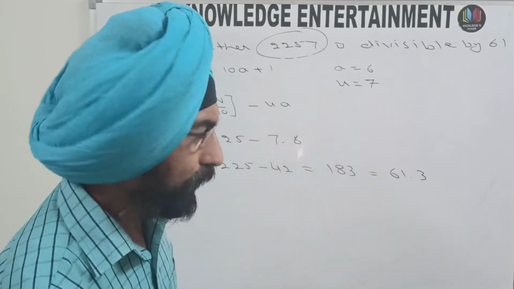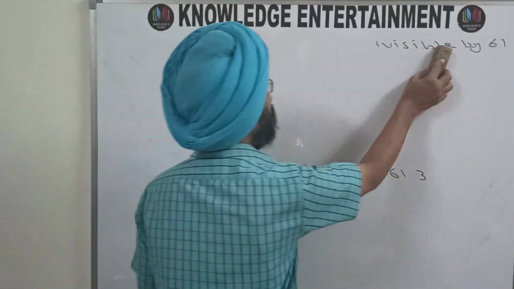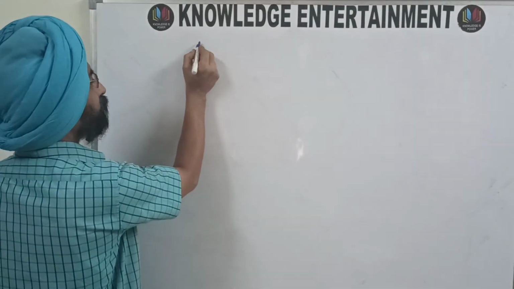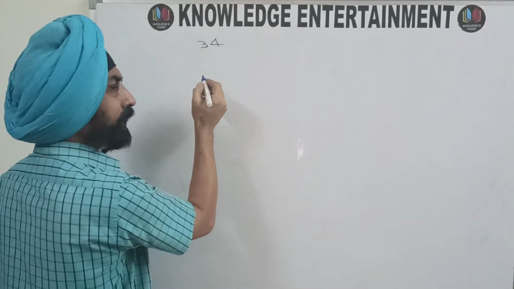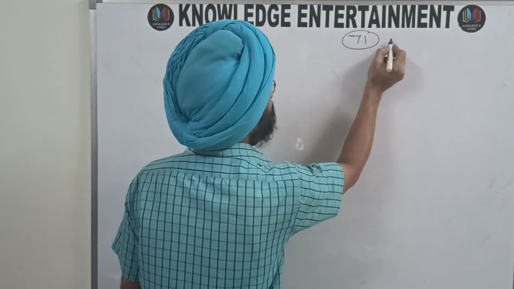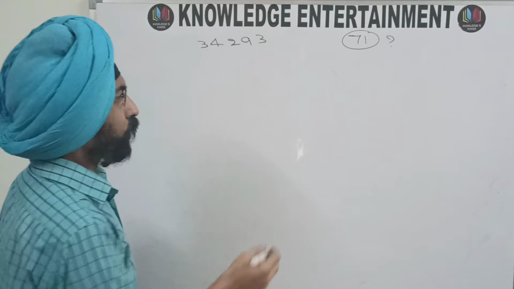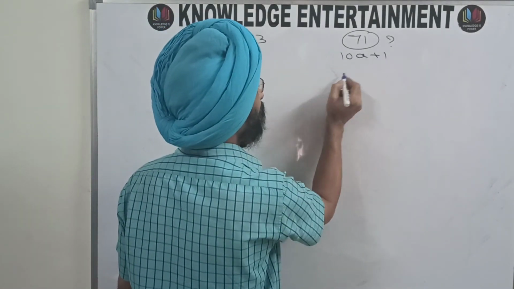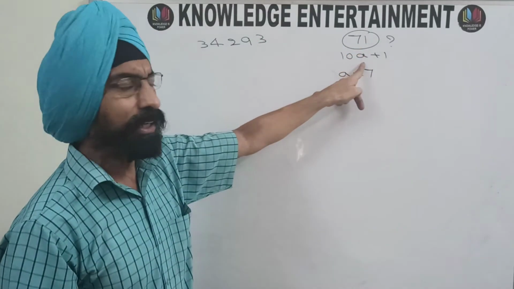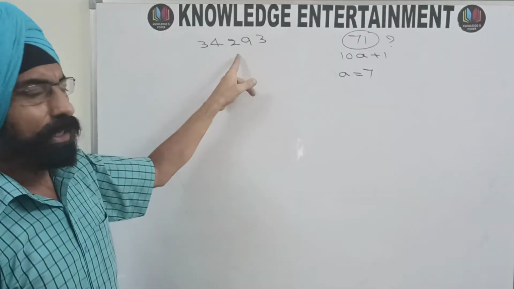So this is a practical example, and let us have another example. This was a basic example, then I'll move on to a complicated problem, you can say. So I'm changing the number. Suppose the number is 34293 and you want to check its divisibility by 71. If this number is divisible by 71 or not. So here, if you take this number as 10a plus 1, then your a will be 7. 71 is equal to 10a plus 1 means 10a is equal to 71 minus 1 is equal to 70, so a will become 7.